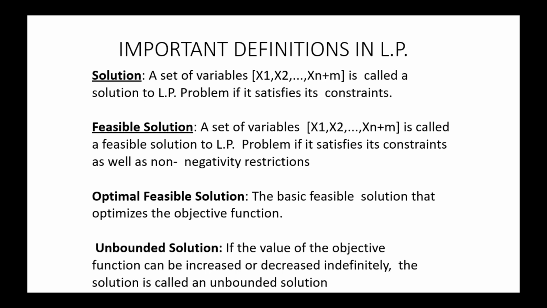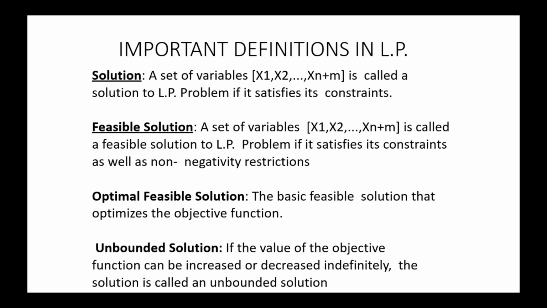Three is optimal feasible solution. This is the basic feasible solution that optimizes the objective function. Then we have number four, unbounded solution. An unbounded solution is one where the value of the objective function can be increased or decreased indefinitely.